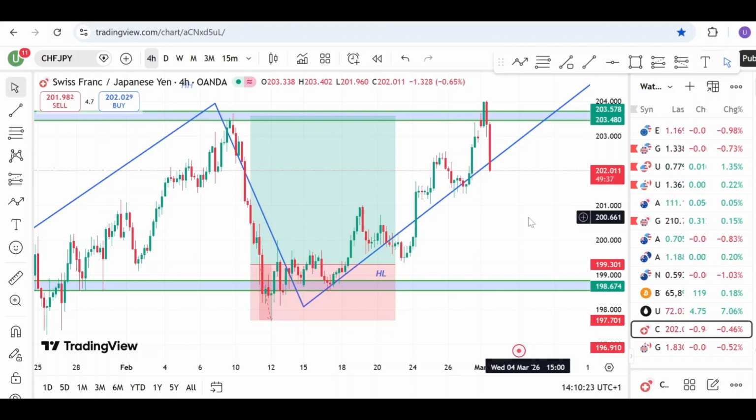Reversals is where many beginners make a lot of losses, or where their accounts get blown.